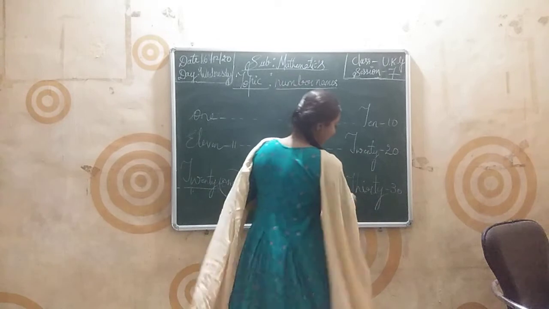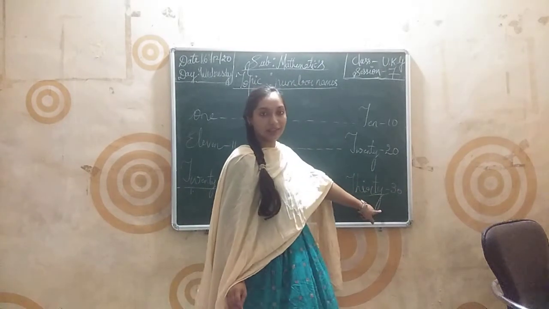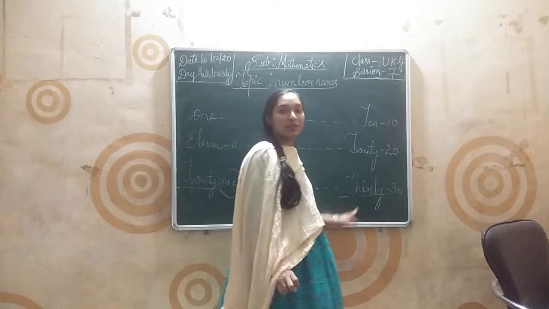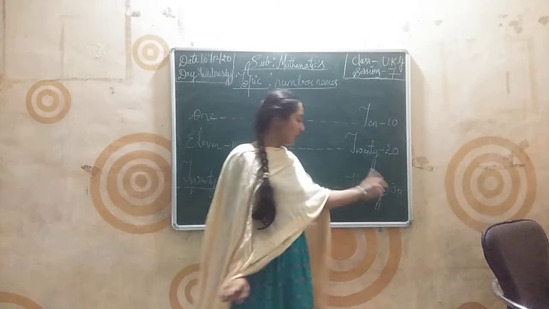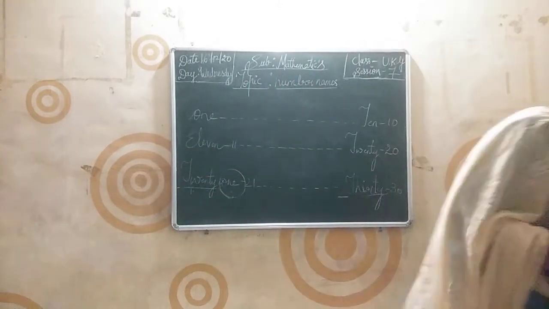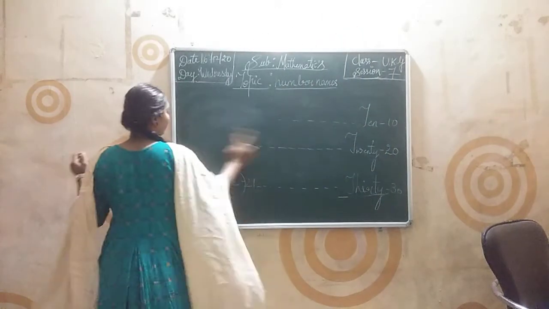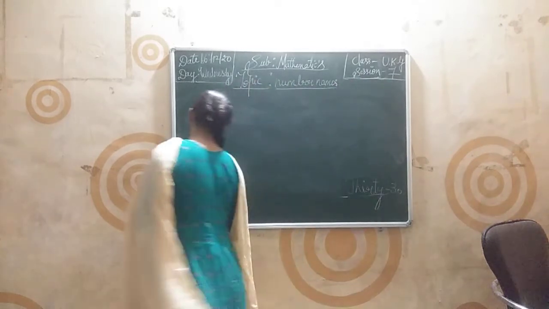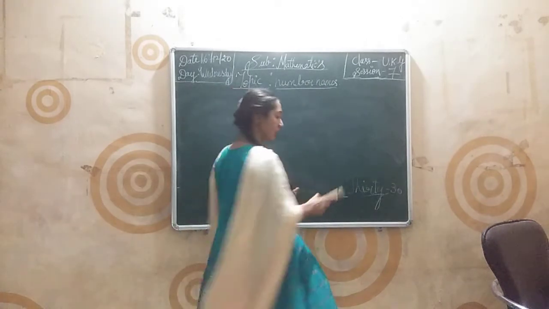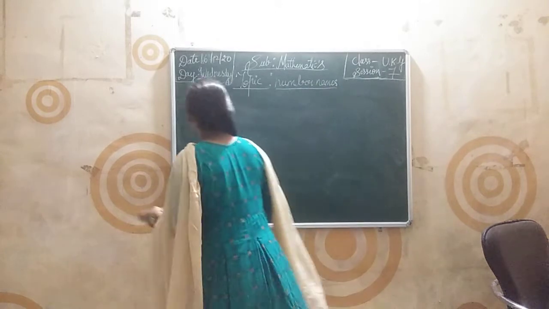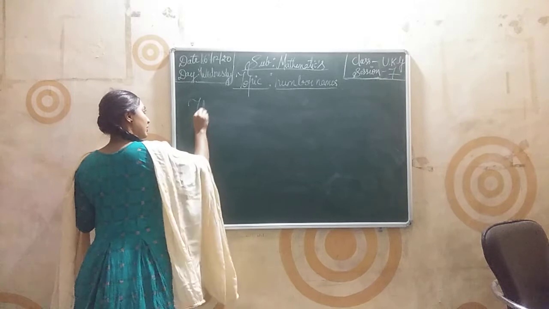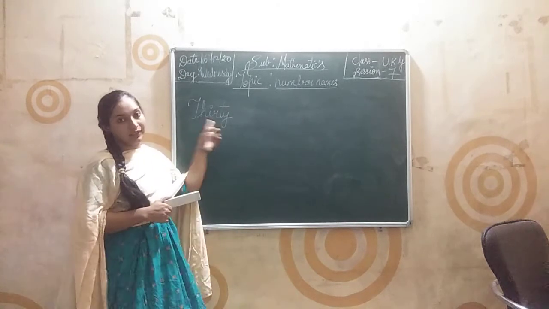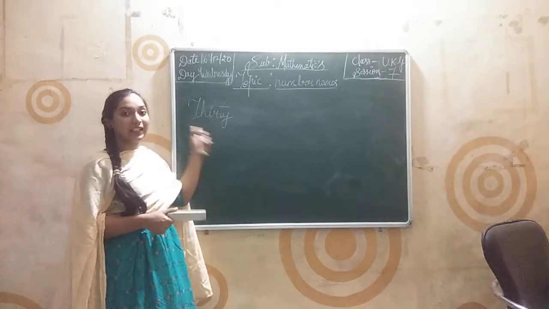The spelling of 30 is THIRTY. So let us learn number names from 31 to 40. Children, till then revise the spelling of 30, THIRTY. Revise yourself. The spelling of 30 is T-H-I-R-T-Y.